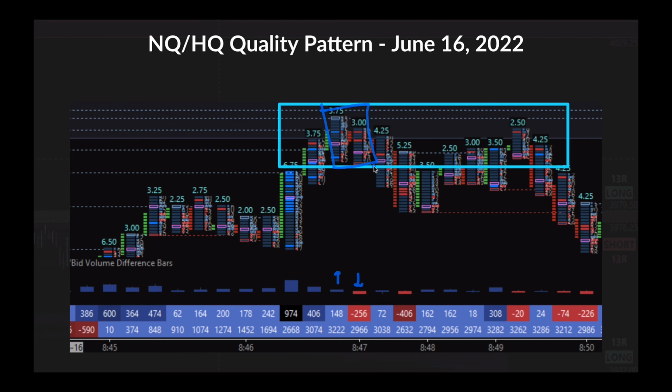Now, what am I looking for to get in? Well, I want to make sure that this gets breached right down here. And I'm looking for 3 points from here. I actually need to be a tick above here. So probably my entry is right around here.